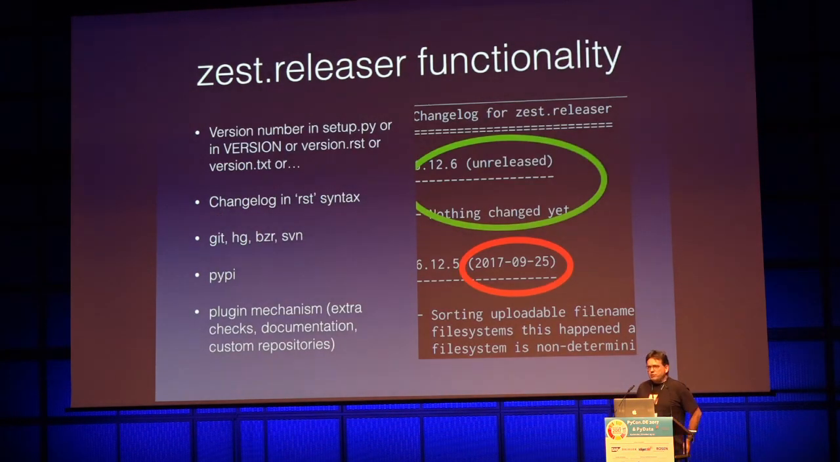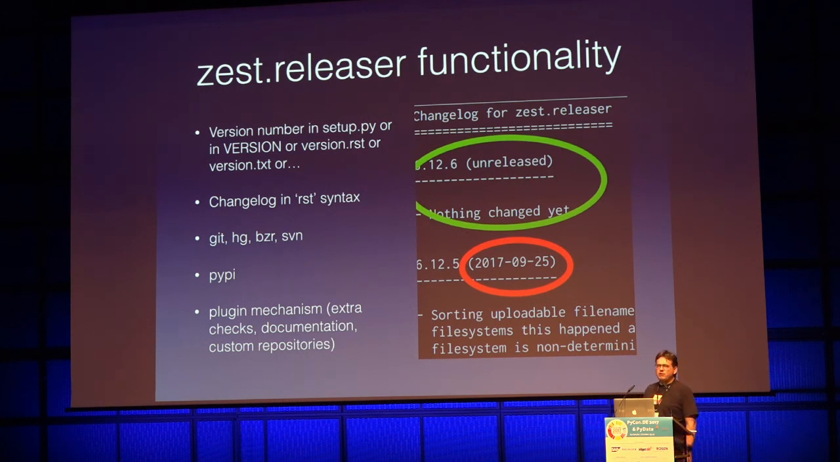So what does Zest Releaser do? It handles a version number, which is mostly in your setup.py, in two or three different ways. Or you can have a version.txt if you don't have a setup.py, or version.rst or capital letters, etc.